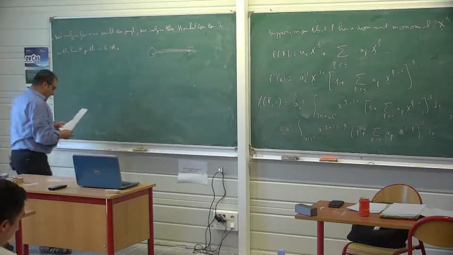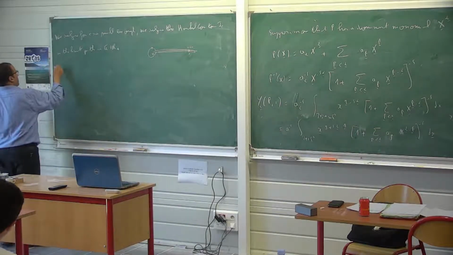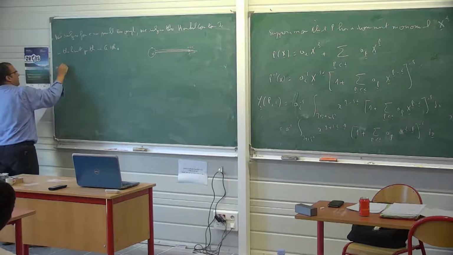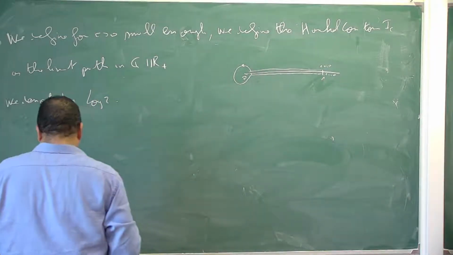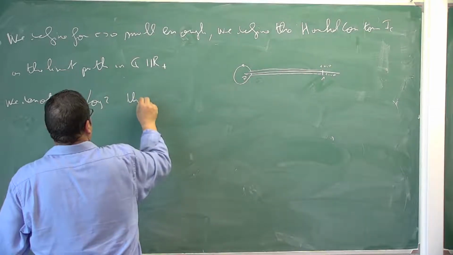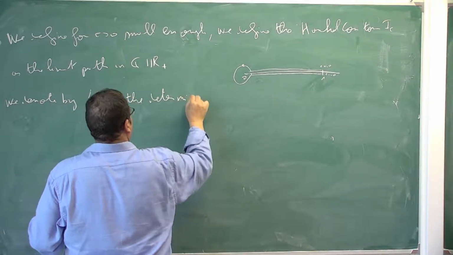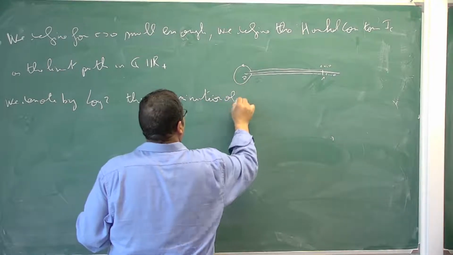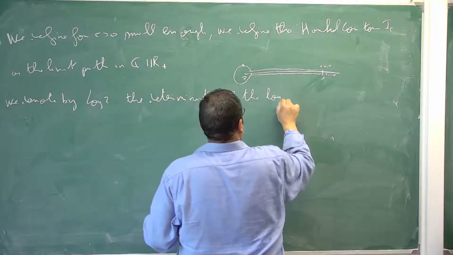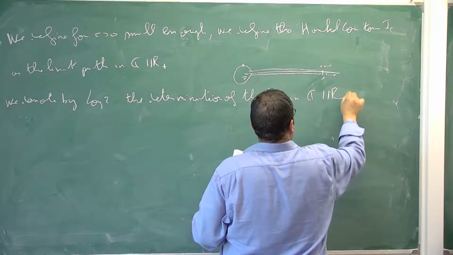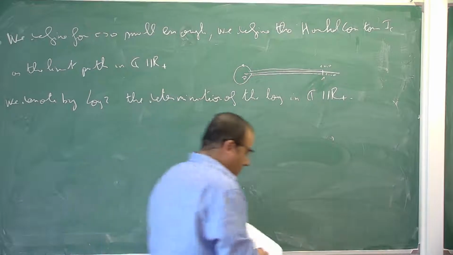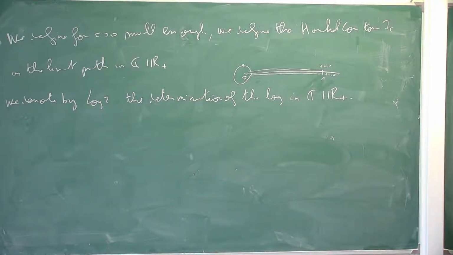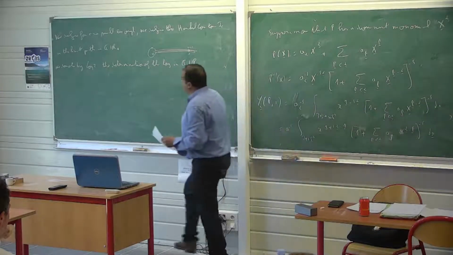And we denote by log z the determination of the logarithm in C minus R plus. And by using this, with this notation, we have the following lemma.